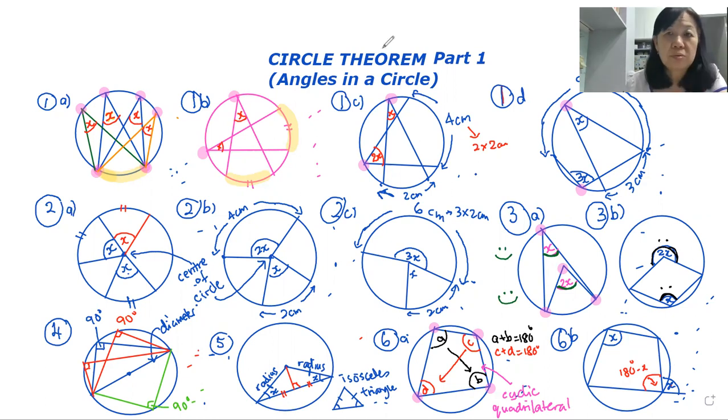Alright, so that's it for circle theorem part 1, which is angles in a circle. Later we will do another part 2, where it involves the tangent.